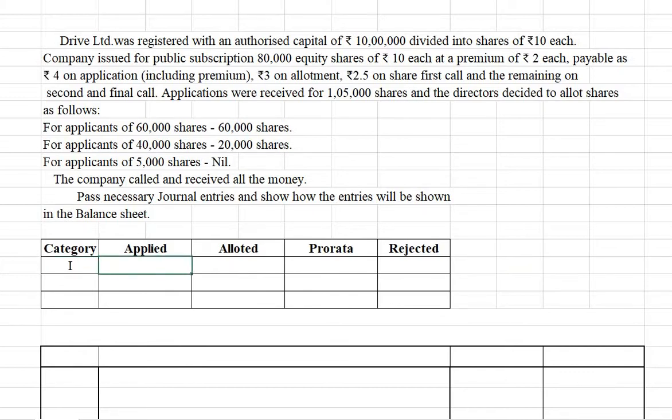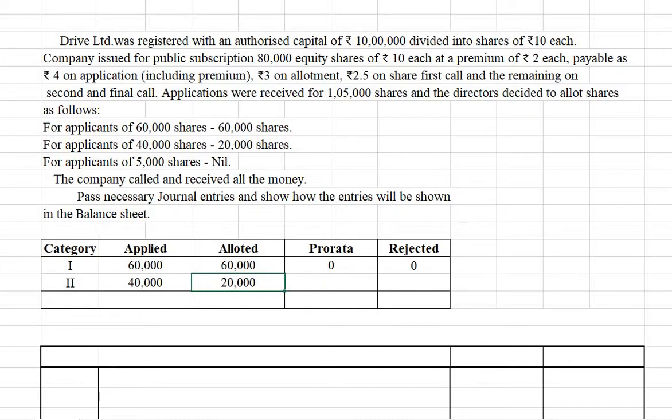How much they applied? They applied for 60,000 shares. For them all the shares are allotted. So there is no pro-rata, no rejection. That means in that category all the shares are allotted. All applied shares are allotted. In the second category, see in the second category how much they applied? 40,000 shares they applied. For them half is allotted.